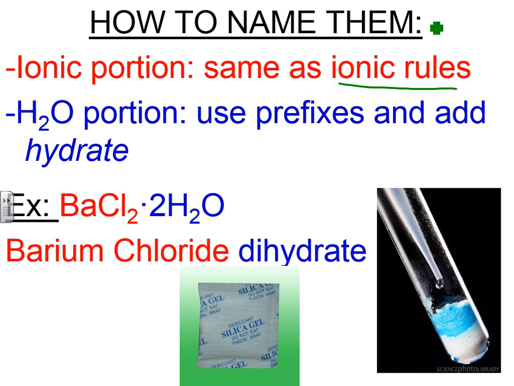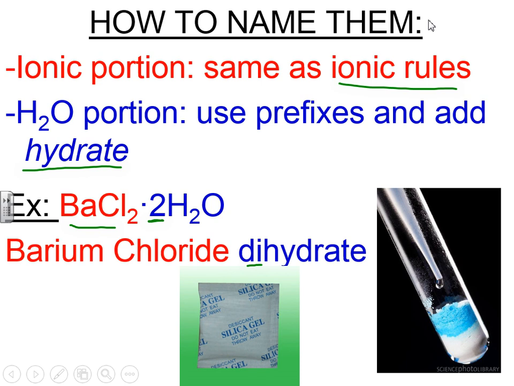If you have two waters, for example, you'll call this dihydrate, and hydrate is referring to water. So the original compound is barium chloride, and then you say di for two waters, and hydrate. So barium chloride dihydrate. These are oftentimes used as desiccators, meaning they remove water from the air.